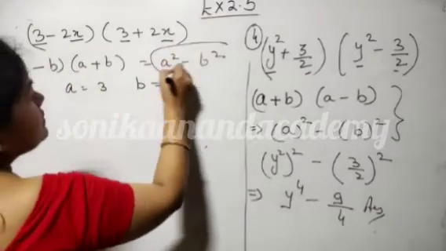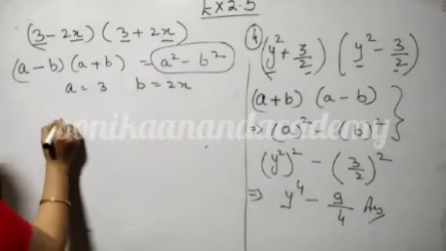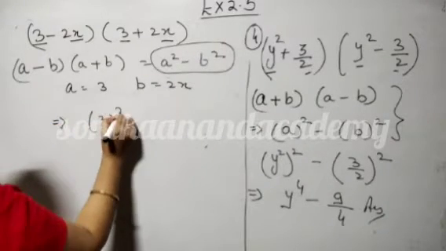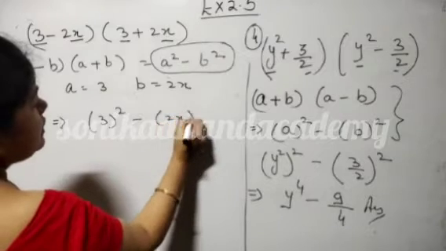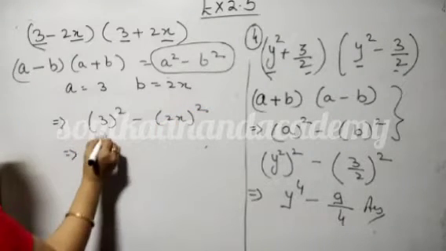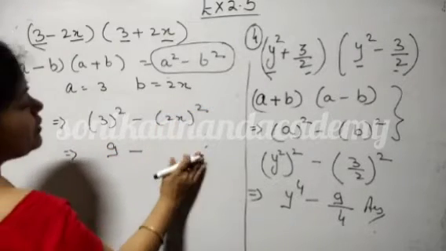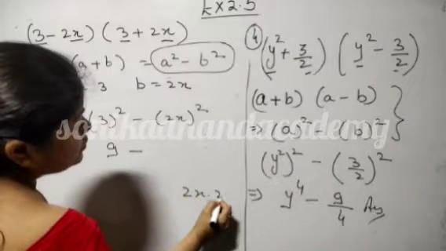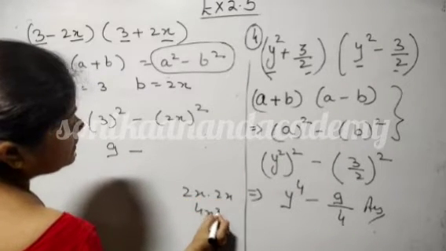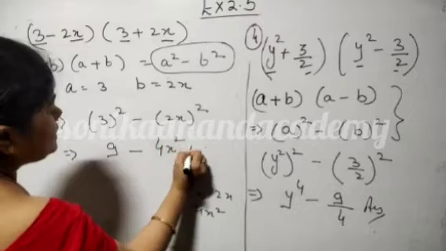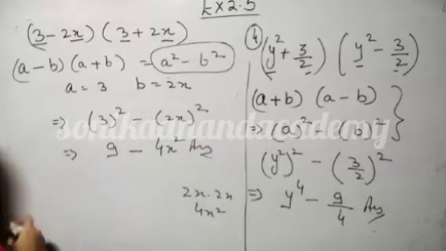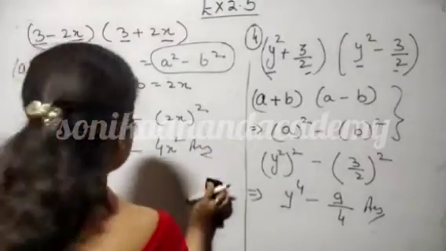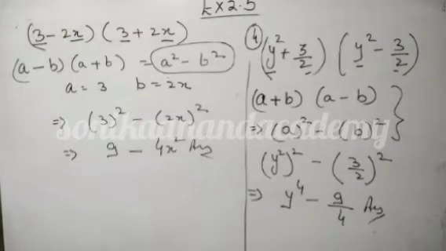So what is the answer? A square minus b square. That is, the answer is directly 3 square minus (2x) whole square. Now the square of 3 is 9 and the square of 2x, listen here, 2x into 2x is equal to 4x square. So our answer is 9 minus 4x square. So in this way, you can very easily solve different types of questions. In other books also, from this pattern, you can do a lot of questions.